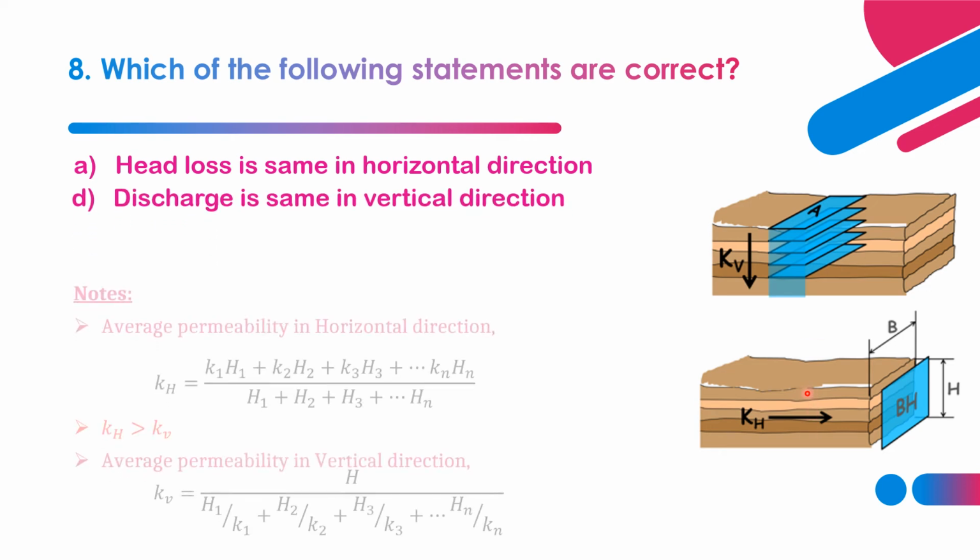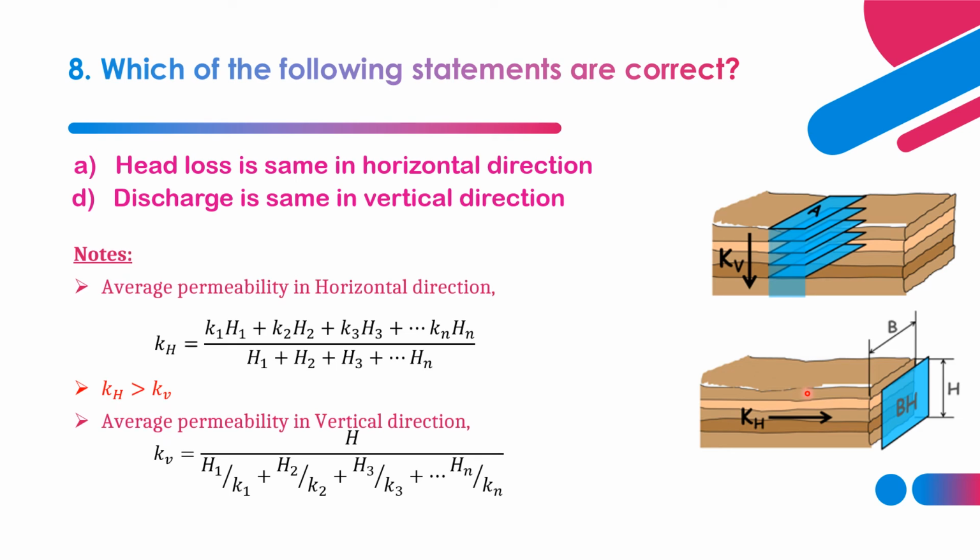Now we shall see the average formulas regarding horizontal and vertical direction. We have already seen this formula. Now we shall see the average permeability in horizontal direction. KH is equal to the sum of the products of permeability and layer depth divided by the total height of the layers considered. This is the average permeability in horizontal direction. This diagram refers to the horizontal flow. This diagram refers to the vertical flow.